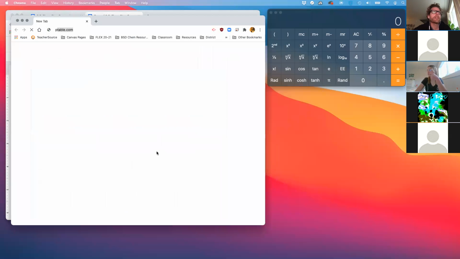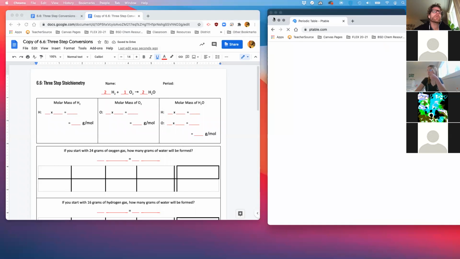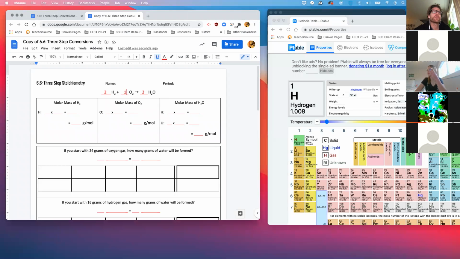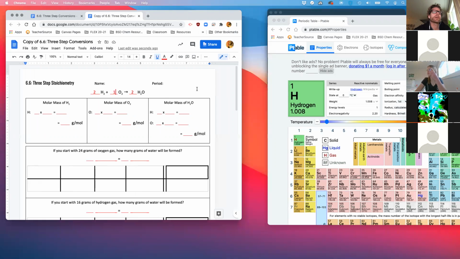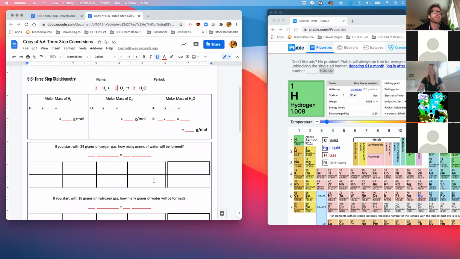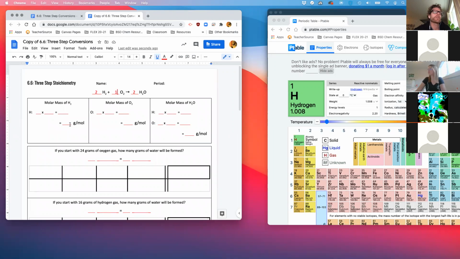Awesome. The next step that I do, and you don't have to do this for every single reactant and product, but in this case, we're going to be using oxygen, hydrogen, and water. So I might as well just calculate all these right up front. So we're calculating molar masses. This was like 6.2 stuff.